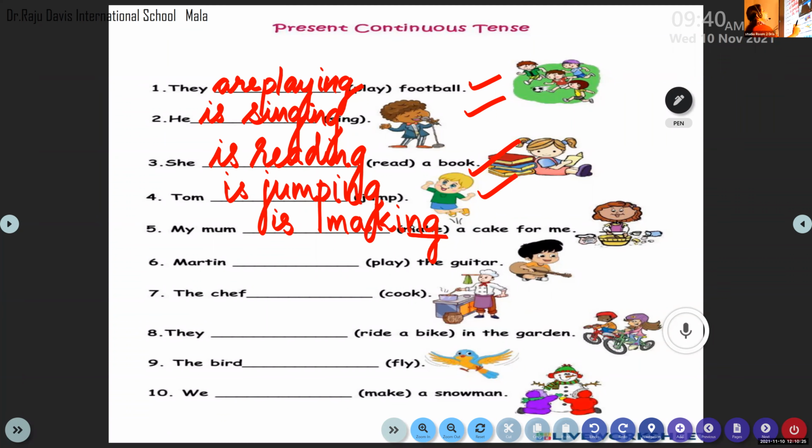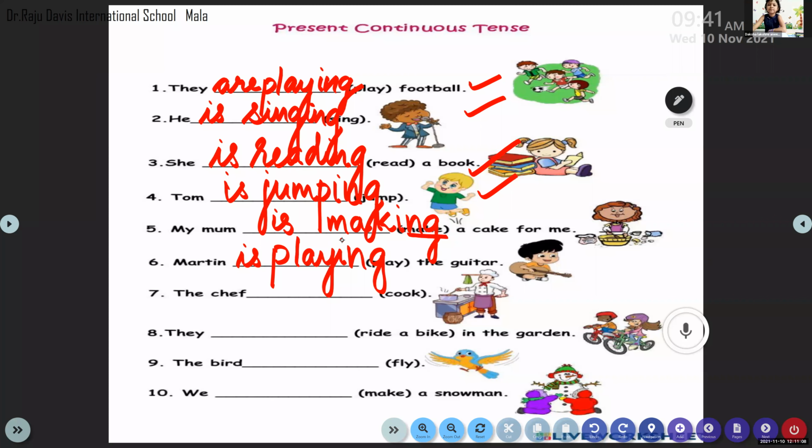Now let's move on to Daksha Deepak, come on. Martin dash play the guitar. So what do you write there? Martin is playing the guitar. Very good, Daksha. Okay, Daksha Lakshmi, come on.